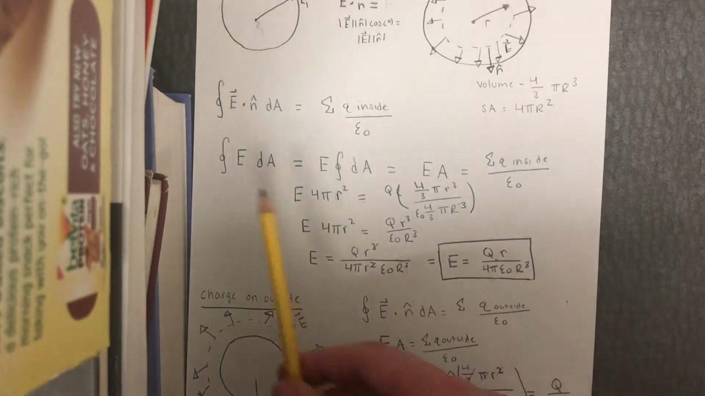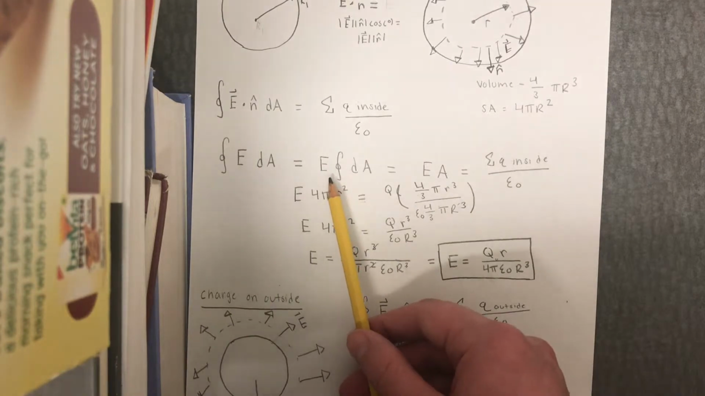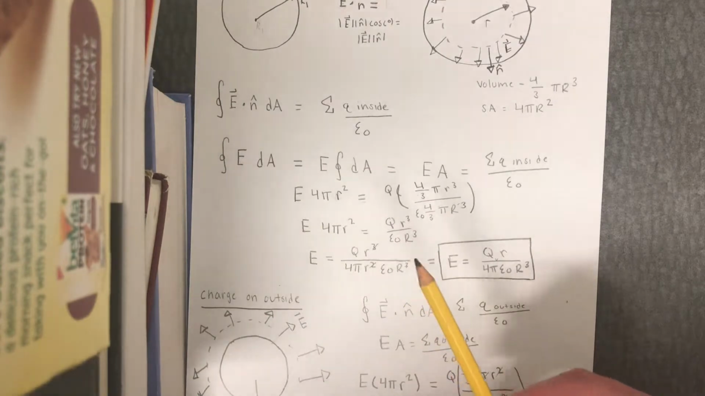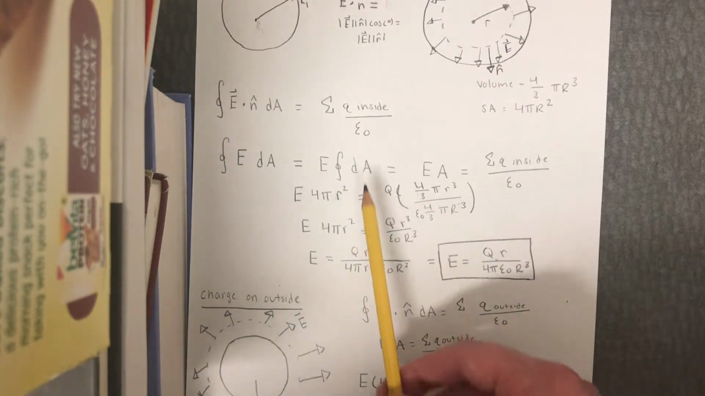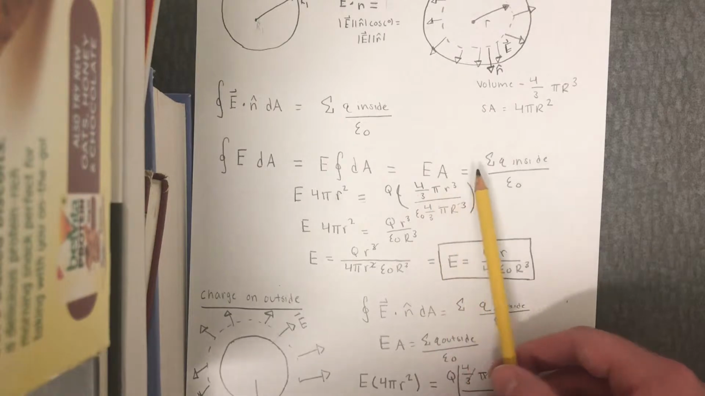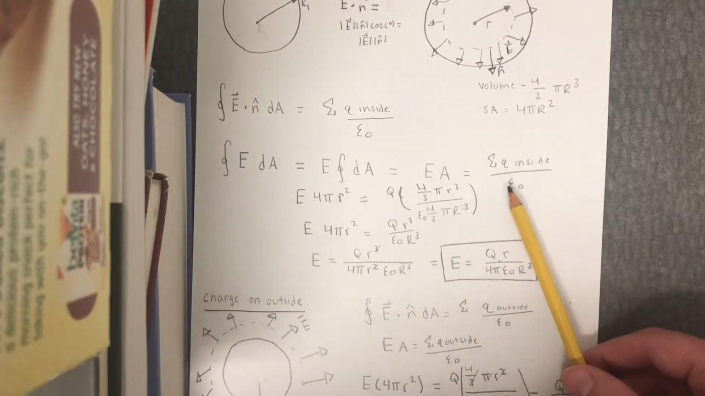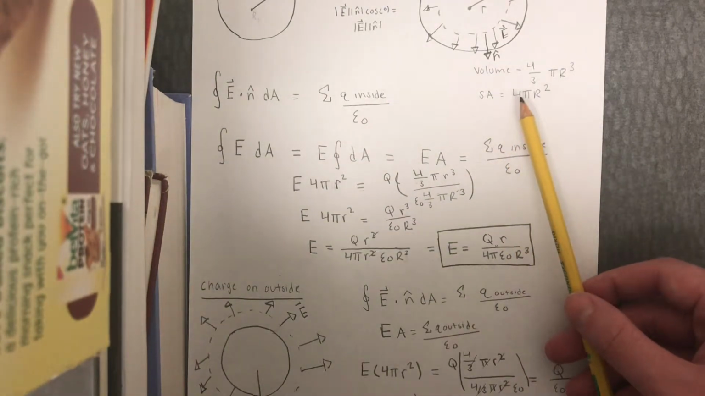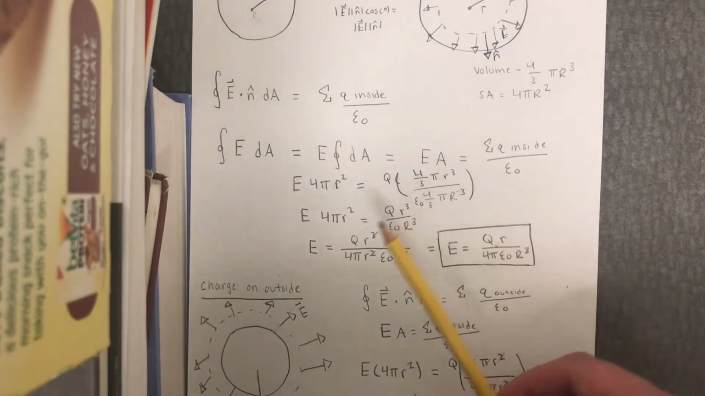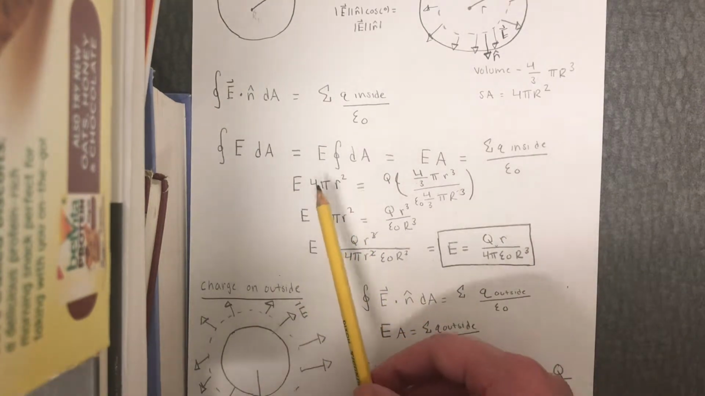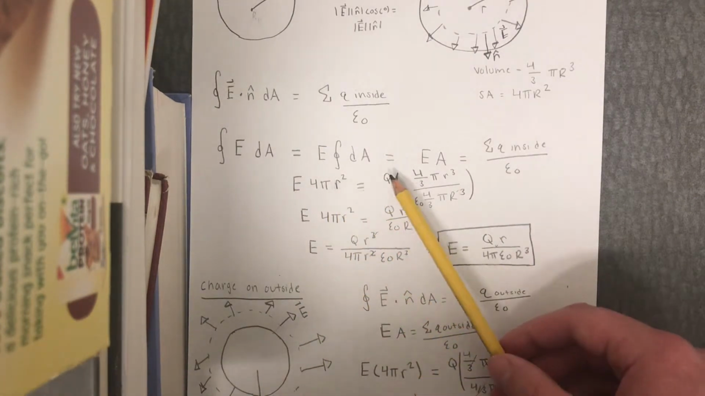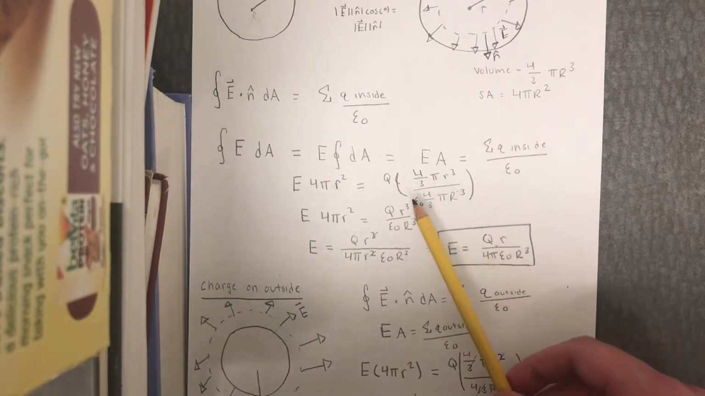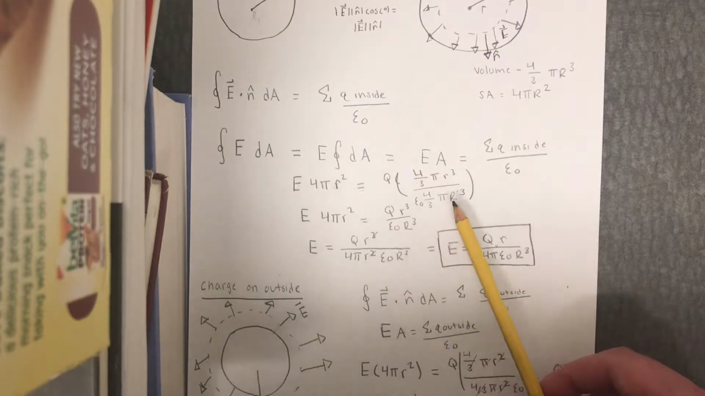So we can pull our E out to the front, since it's just a constant, times the integral of dA, which will just give us E times A, equal to the total charge inside over epsilon naught. Then we use the surface area for a sphere, which is 4 pi r squared. So E times 4 pi r squared is equal to Q times 4/3 pi r cubed, divided by epsilon naught times 4/3 pi R cubed.